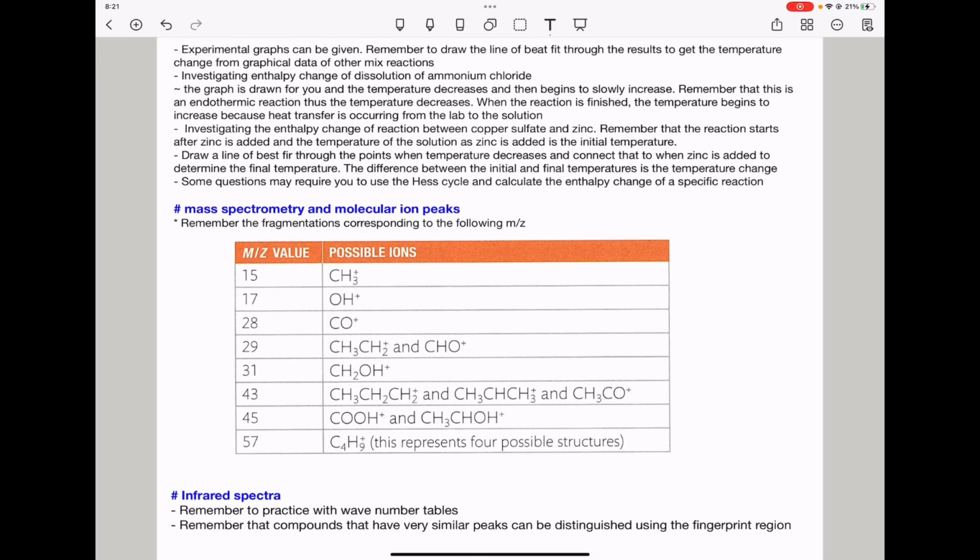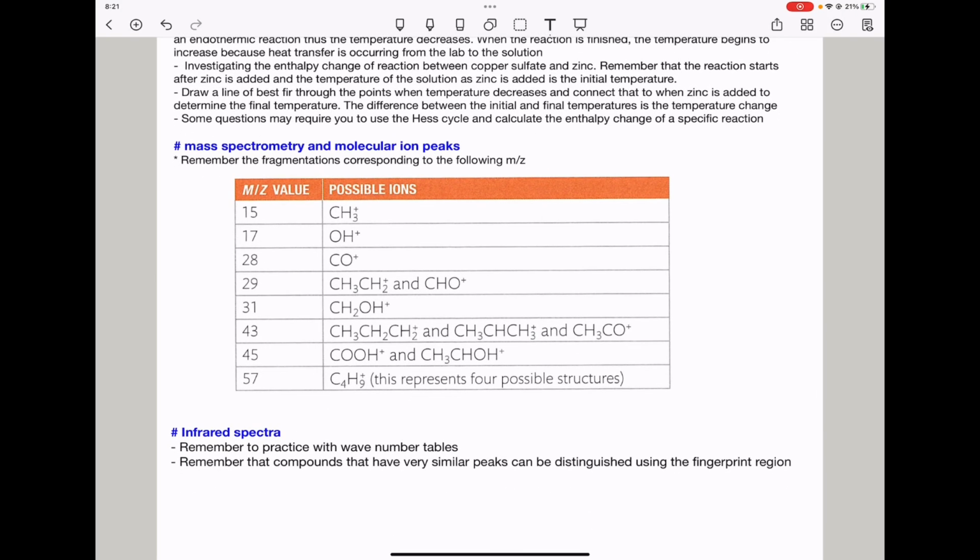When we go to mass spectrometry and molecular ion peaks, please remember the following mass to charge values and their corresponding possible ions. The one at 15, the one at 17, 28, 29, 31, 43, 45, and 57. Many students forget that at 31, so please make sure you do not forget that. Moving on to infrared spectra, remember to practice with wave number tables, and remember that compounds that have very similar peaks can be distinguished using the fingerprint region.